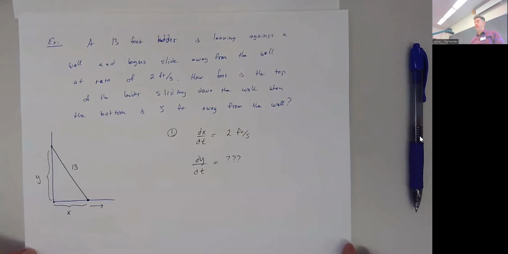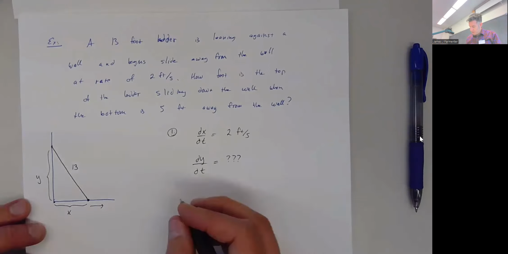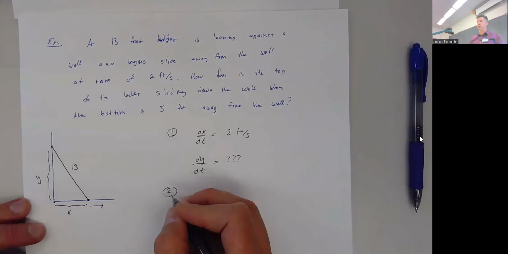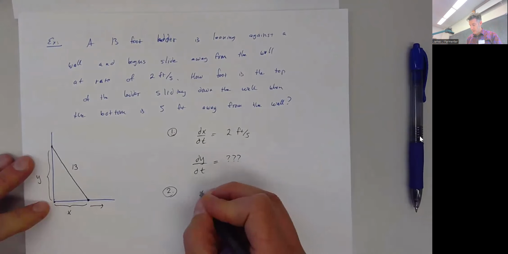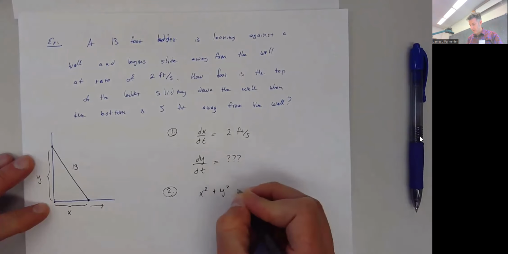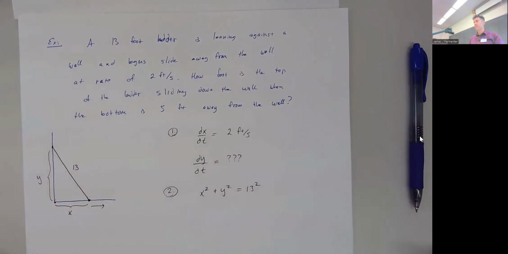Okay, we've identified the things that are changing. We want an equation relating them. When it's a right triangle, you really have two choices: it's either the Pythagorean theorem or similar triangles. Those are really the only options you've got. So here, I'm going to relate these two sides by the Pythagorean theorem. X squared plus y squared equals 13 squared. And although you could solve for x or y here, you should not. It's much easier not to.